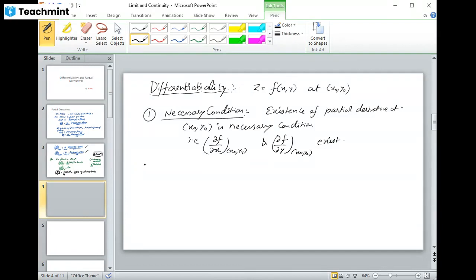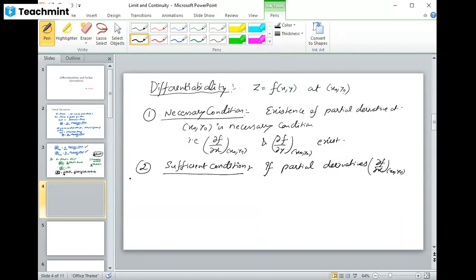The second one is the sufficient condition. The sufficient condition is that the partial derivatives, curly f upon curly x at the point x naught y naught and curly f upon curly y at the point x naught y naught, are continuous.